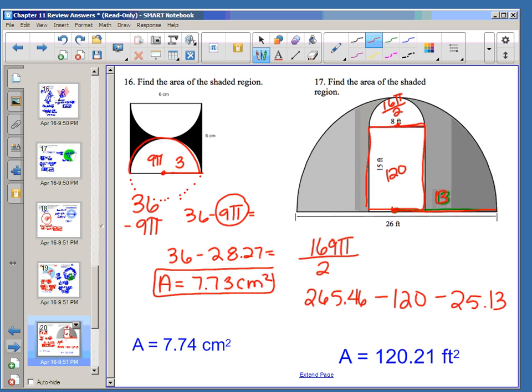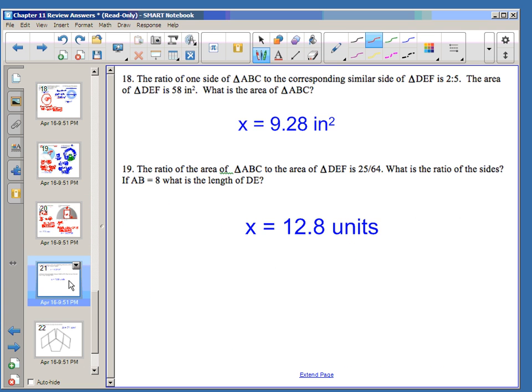And I get 120.33. So with my rounding, I'm a little bit off from my official answer. But again, this problem is not logical because that really isn't a half circle based on the measurements we have provided. All right, we're in the home stretch.